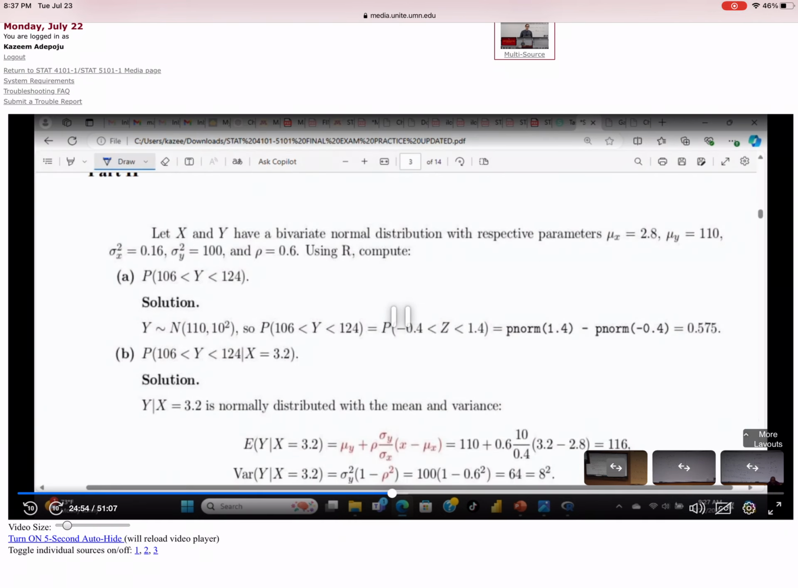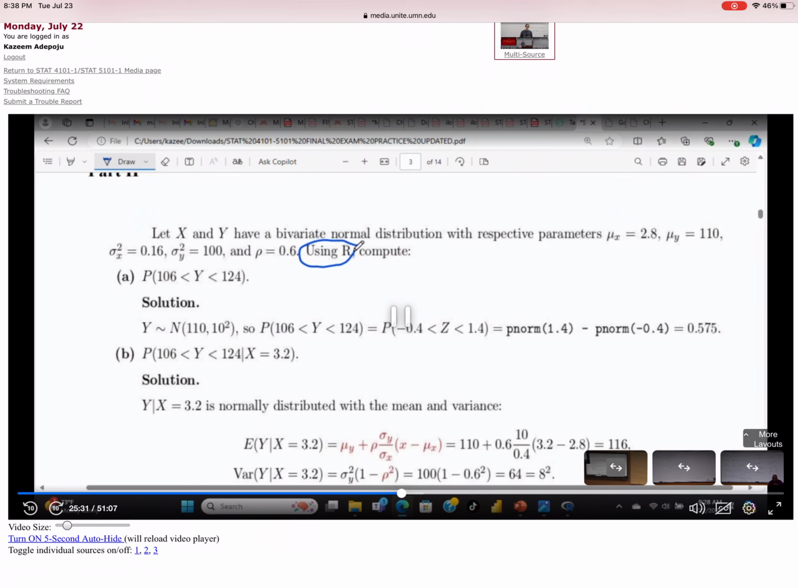Now take a look at it. Let X and Y have a bivariate normal distribution with the respective parameters. Right now, they gave you rho, the correlation. In the first question that we did, because S1 and S2 are independent, rho is equal to 0. That was why correlation was not mentioned. Does that make sense? But right now, they're trying to tell you whenever a correlation is mentioned, then it means they want to go conditional. Does that make sense? Of course, I'm not going to say you should use R. Disregard using R. I didn't teach R in this class.